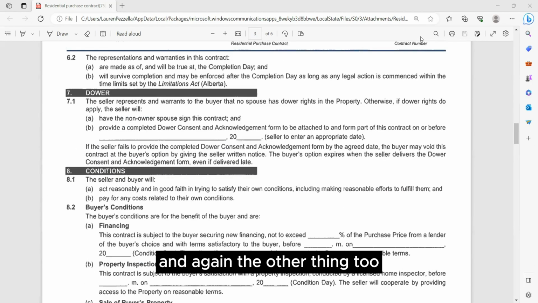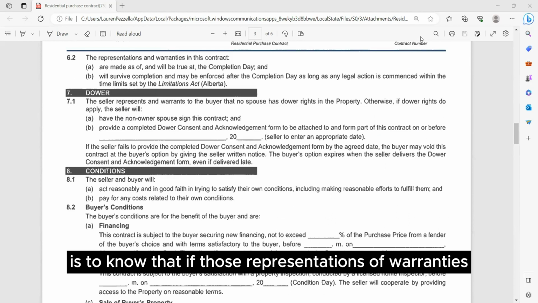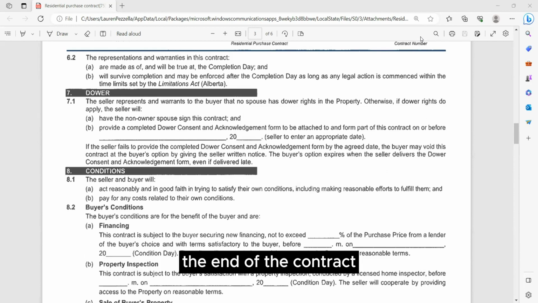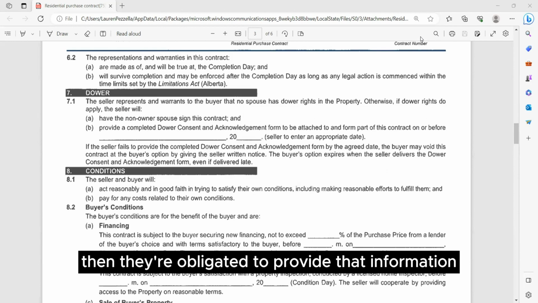And again, the other thing to know is that if those representations and warranties have changed between the start of the contract and the end of the contract, then you're obligated to provide that information.